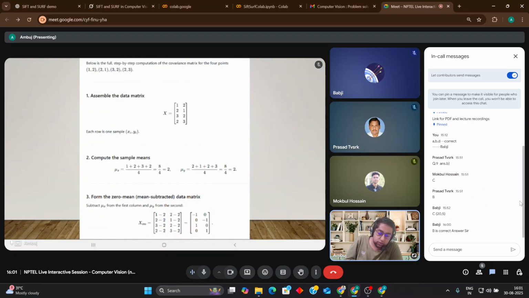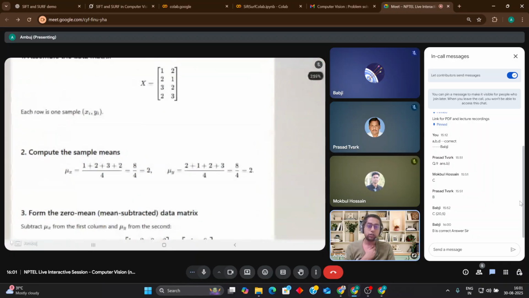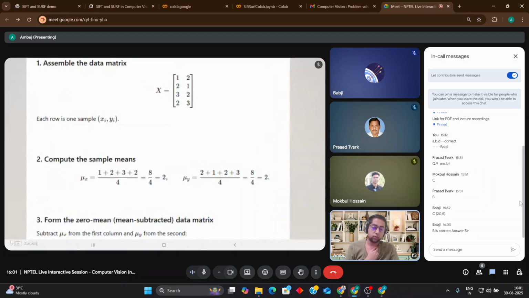Each row has one sample xi, then you try to compute the mean. The mean would be nothing but the sum of all values. The x values are 1, 2, 3, 2. The sum of all these is 1 plus 2 is 3, 3 plus 3 is 6, 6 plus 2 is 8, and 8 over 4 values, 8 by 4 is 2. That is your mean in the x direction. Mu y, if you compute, the values given in the y direction are 2, 1, 2, 3. So 2 plus 1 is 3, 3 plus 2 is 5, 5 plus 3 is 8, 8 by 4 is 2.